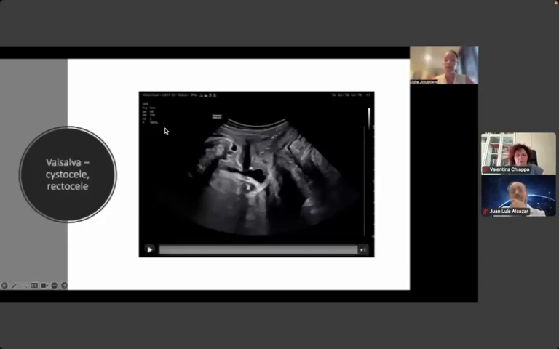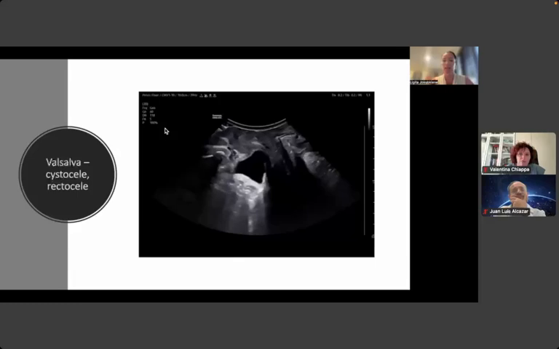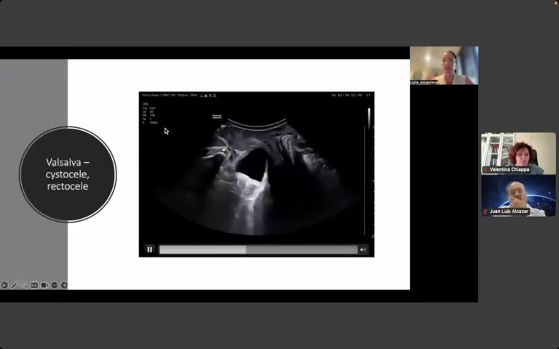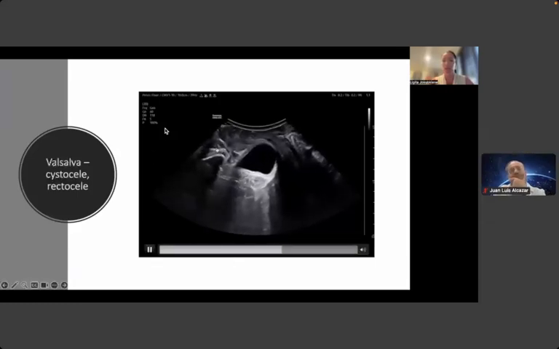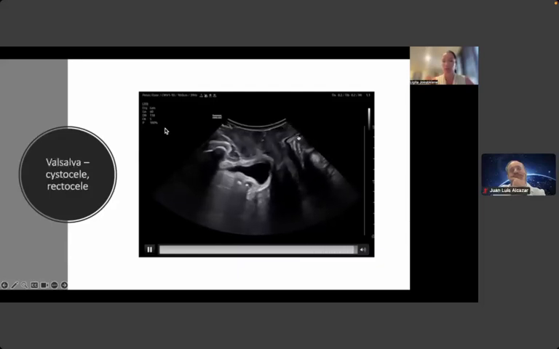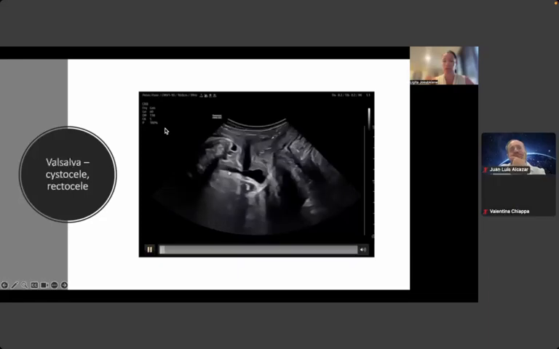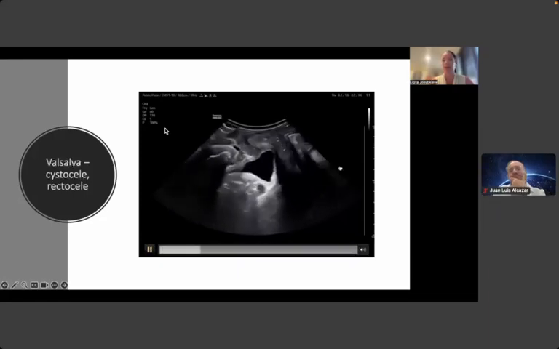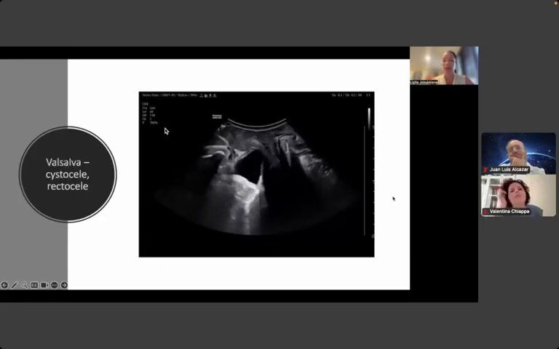Here we have another patient, again, symphysis pubis, levator ani muscle. Here is the urinary bladder, urethra, and here is the rectum, and here is the levator ani muscle. So look what happens to the rectum and to the urinary bladder when we ask women to push. We see that the urinary bladder descends below the lower line of the symphysis pubis, and also the rectum is becoming much lower than this line. It means that this patient has cystocele and rectocele.